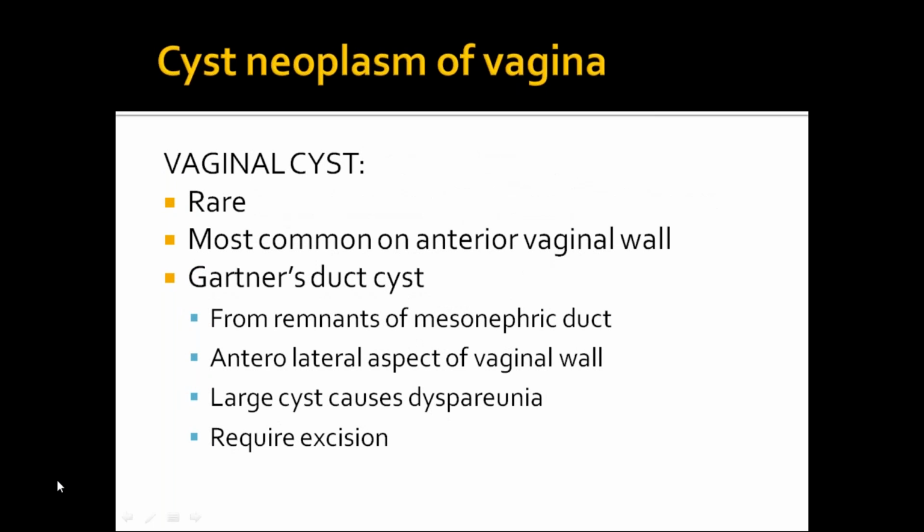And coming to the cysts of vagina. Cysts of vagina are very rare, most commonly on the anterior vaginal wall. So Gartner's, I think you have heard of Gartner's. What is Gartner's duct? You know, the Mullerian duct, the mesonephric duct regresses in a female. In female, the paramesonephric duct will develop, that is the Mullerian duct. So the mesonephric duct will regress. Sometimes in the process of regression, there will be remnants of this duct that is called Gartner's.